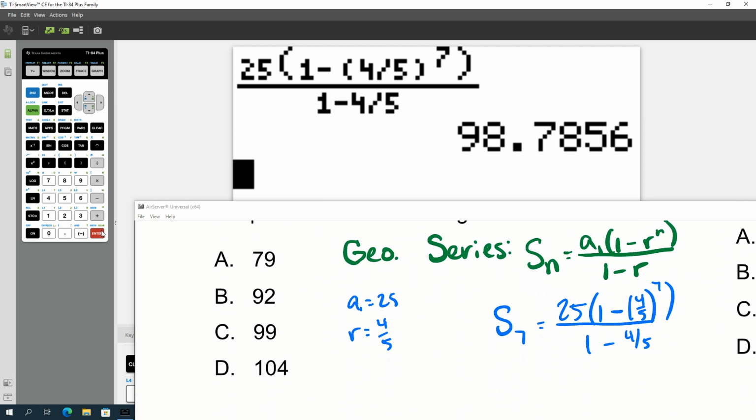Right, now, none of the answers are exactly what your calculator gives you, but obviously you're going to pick the one closest, and so that's going to be 99 inches.